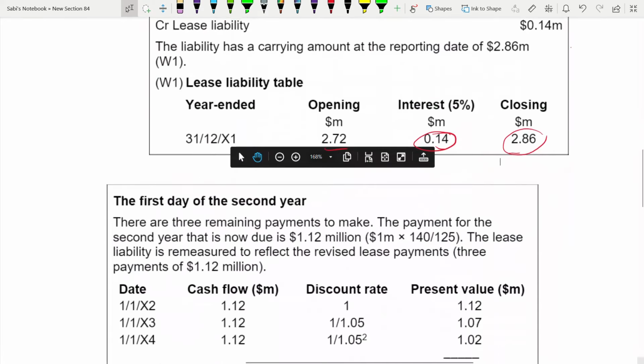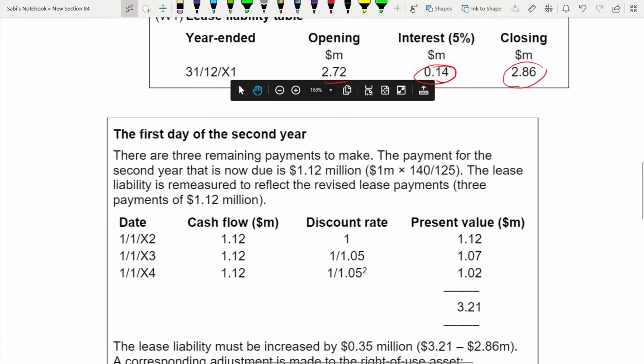Now comes the second year. In the second year, the consumer price index increases to 140. Because it changes, your payment will change from 1 million to 1 million times 140 divided by 125. The new year, the second year index, divided by the previous year's index. This is the method.